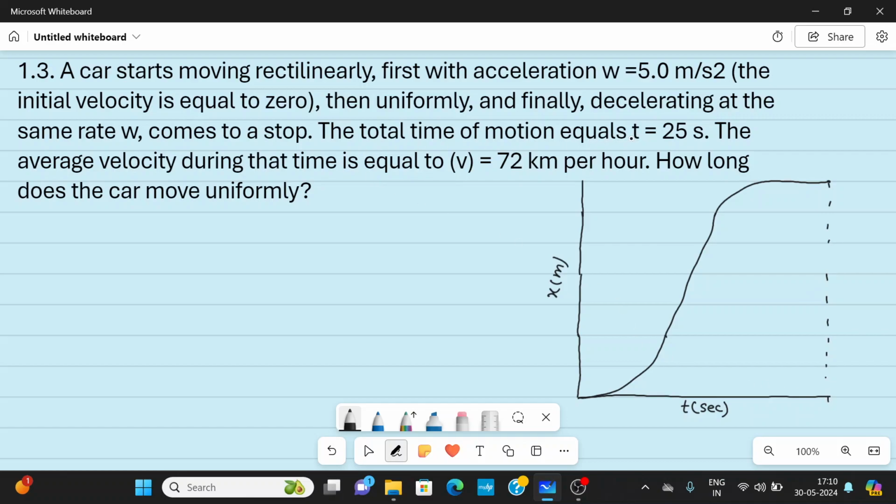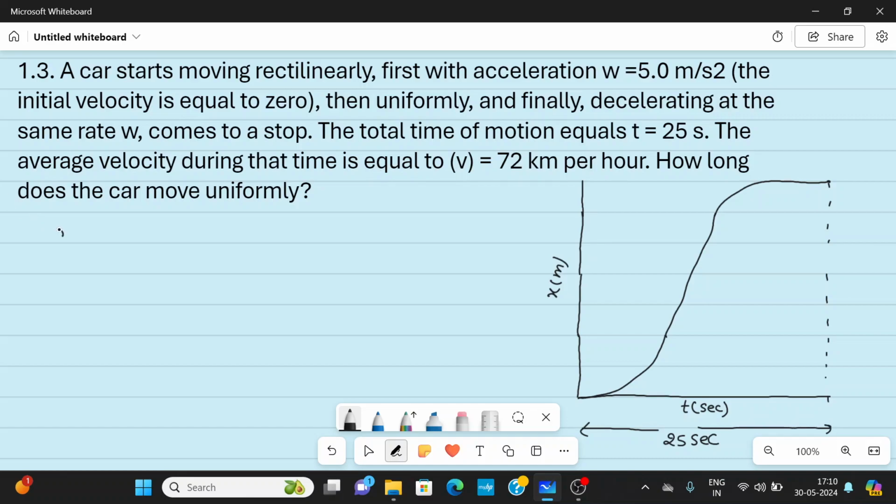The total time of motion equals t is equal to 25 seconds. We are given with total time of motion, which is shown here, which is 25 seconds. The average velocity during that time is equal to 72 km per hour. We are also given with average velocity, which is in kilometer per hour, because we are representing displacement in meter and time in second. So we will represent the average velocity in meter per second.